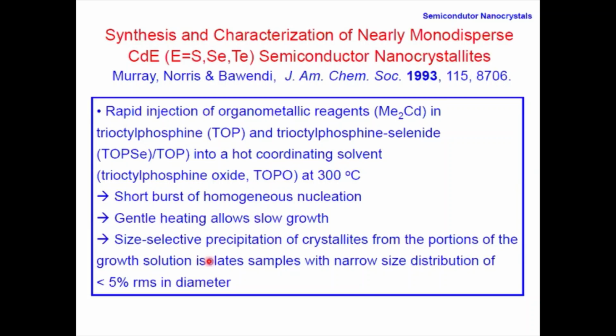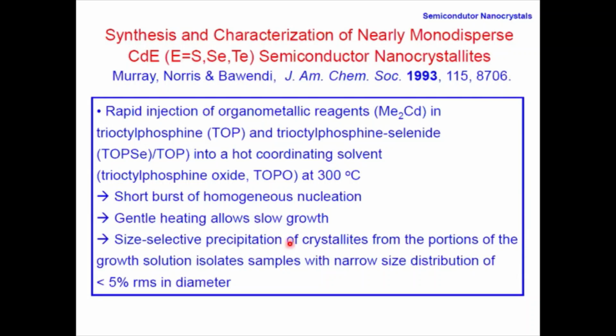the short burst of homogeneous nucleation. Just understand this point. I will try to explain why you need a burst of homogeneous nucleation instead of slow homogeneous nucleation. Also, these solvents allow gentle, slow growth so that you optimize the sizes. And you can also have some kind of recrystallization or processing to select sizes by size-selective precipitation using solvents.